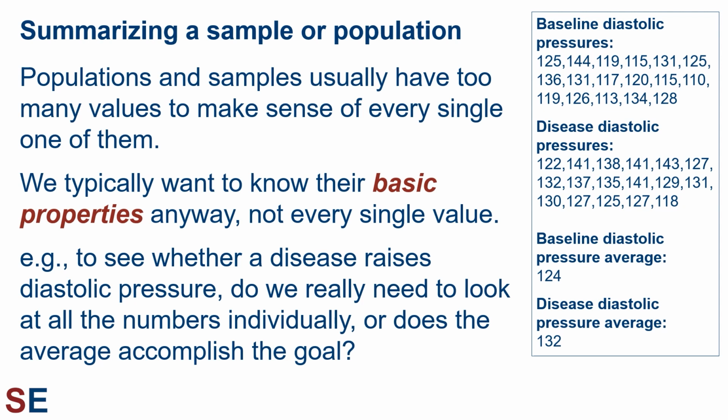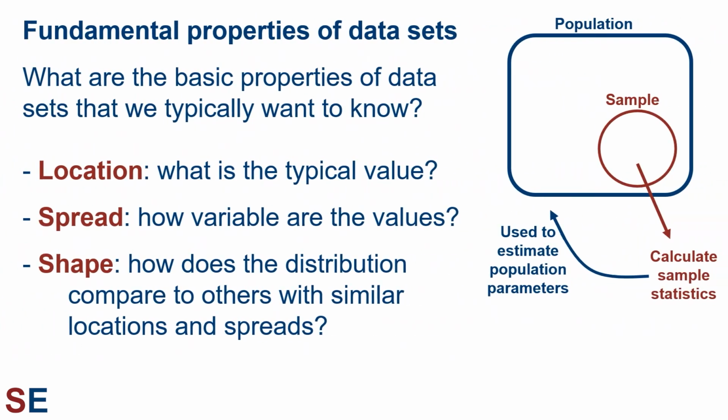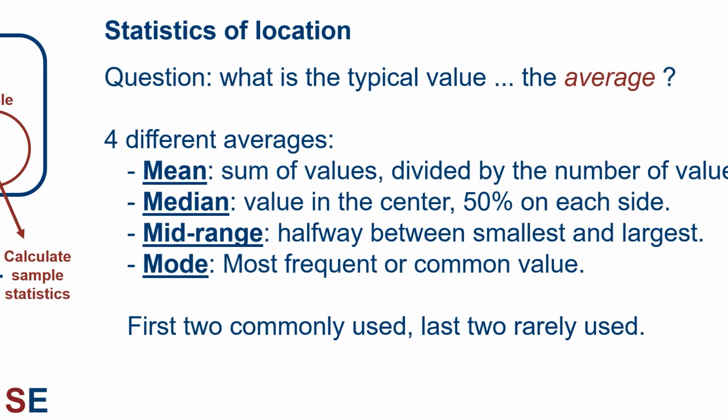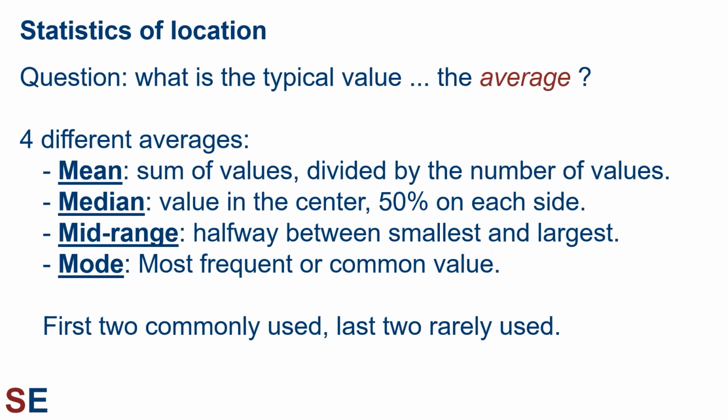So what basic properties do we calculate? What are the basic properties of data sets that we typically want to know? Well, first, we want to know about the location. What is the typical value or average value? Second, we want to know about the spread of the data. How variable are the data values? And third, we sometimes want to know how the distribution of values compares to others that have similar locations and spreads. First, let's look at statistics of location.